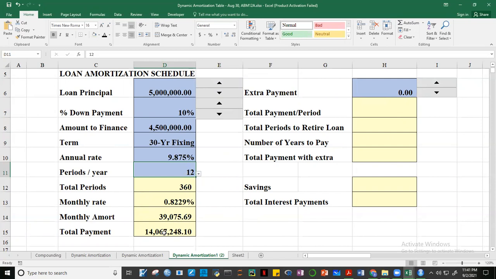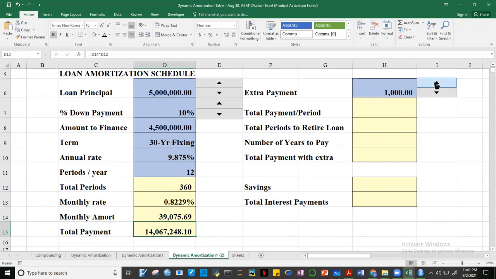So based on this, if we're just going to total how much was paid based on a monthly amortization of 39,075 and 360 months, the total amount paid is 14,067,000. Okay, then we computed for this. We also did some spinner button here. This ranges from 0 up to 10,000. So let me just leave that for a while.